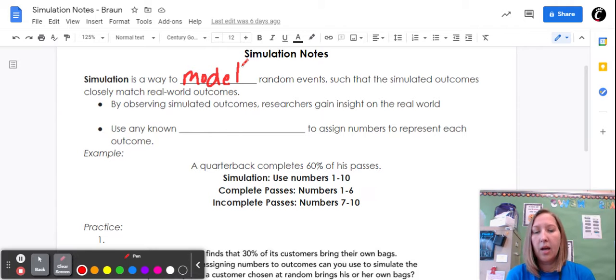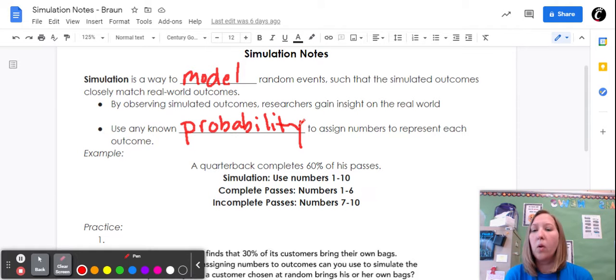And we do this so that the simulated outcomes closely match real-world outcomes. By observing simulated outcomes, researchers can gain insight into the real world. And it says use any known probability to assign numbers to represent each outcome. So right here we have probability.